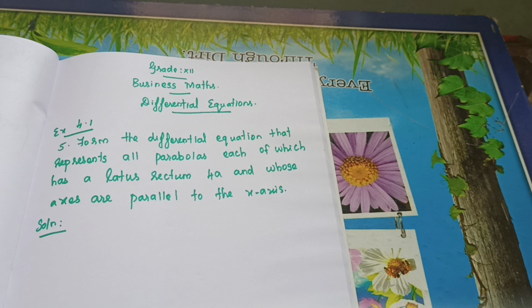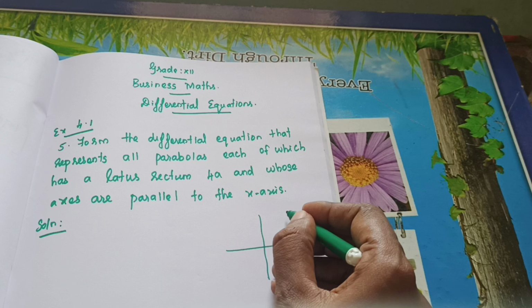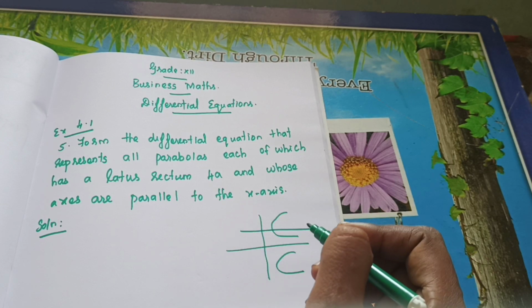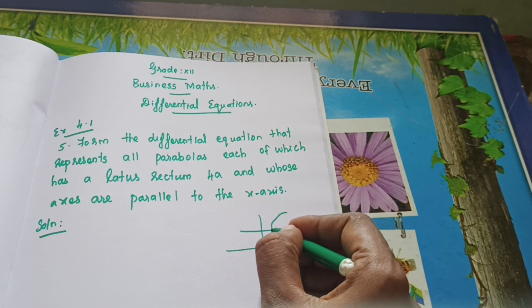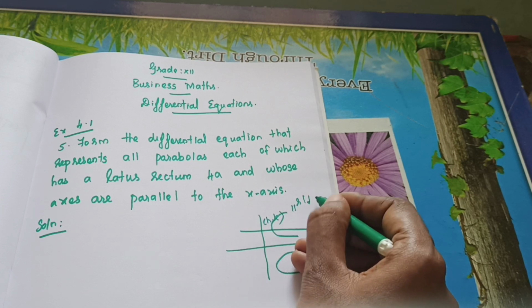Okay, listen. You need to form the differential equation. So keep it in mind, it's the latus rectum 4a, parallel to the x-axis. So parallel to the x-axis means the parabola will be like this, roughly. So the vertex is (h, k). Keep it in mind, parallel to the x-axis.